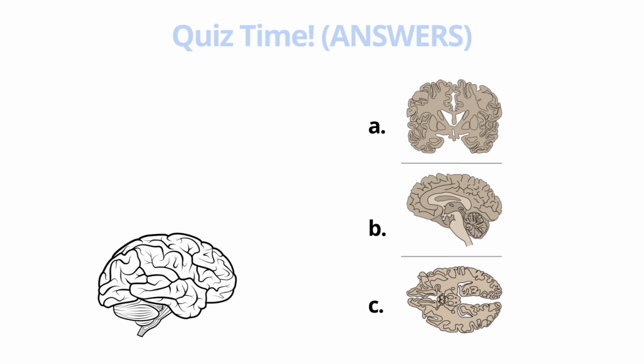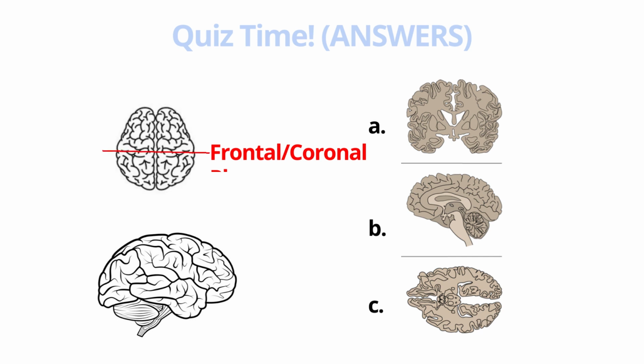Now time for the answers. Image A is a frontal, also known as a coronal plane of the brain. This is best understood if we again think about the crown on top of your head, slicing the brain and body into anterior and posterior portions. Here is a bird's eye view of the brain to help you better understand.